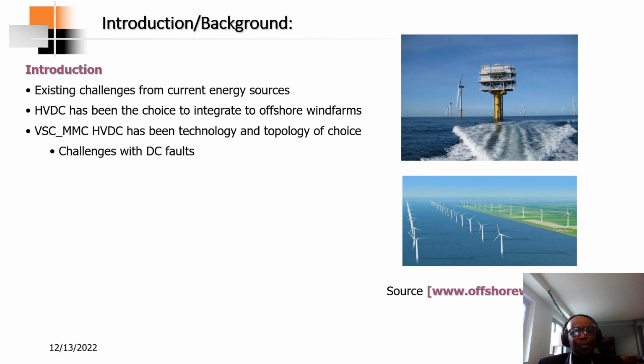DC faults can be challenging to interrupt, and I will talk about it in the upcoming slides, why DC faults are very challenging and very difficult to interrupt, and what the mitigating schemes are that are utilized to interrupt DC faults when compared to AC faults. In addition, the processing schemes can also be challenging. As such, there is the need for a hybrid fault processing scheme to be utilized.